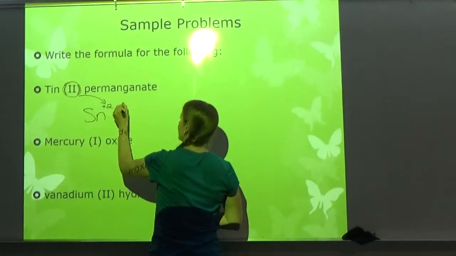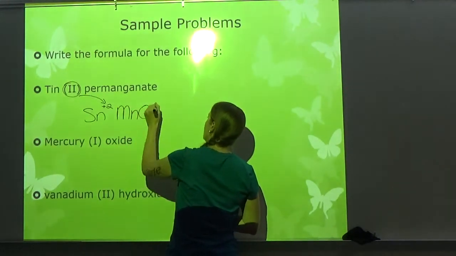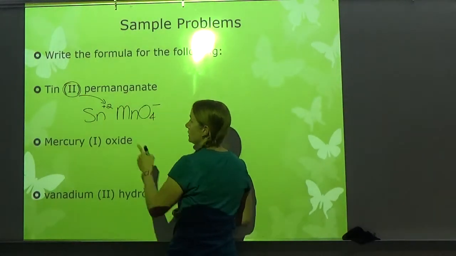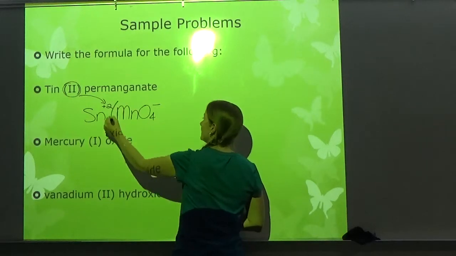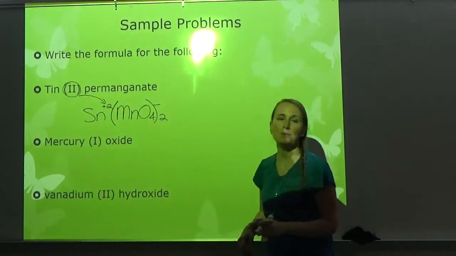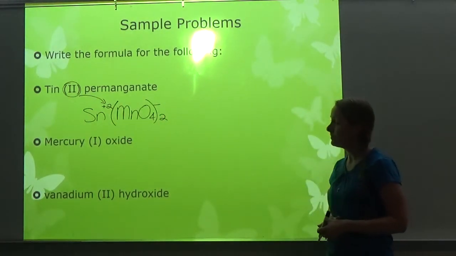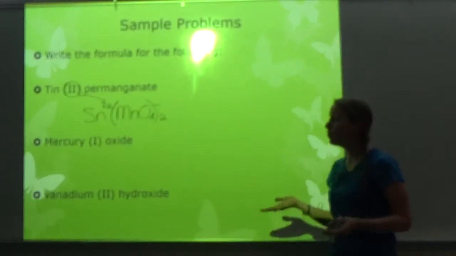Permanganate is on your polyatomic ion sheet. It's MnO4 -1. So +2, -1 don't cancel. I need to cross the 2 down, but since this is a polyatomic ion, I have to put it in parentheses. All right, so our next one, mercury 1 oxide.